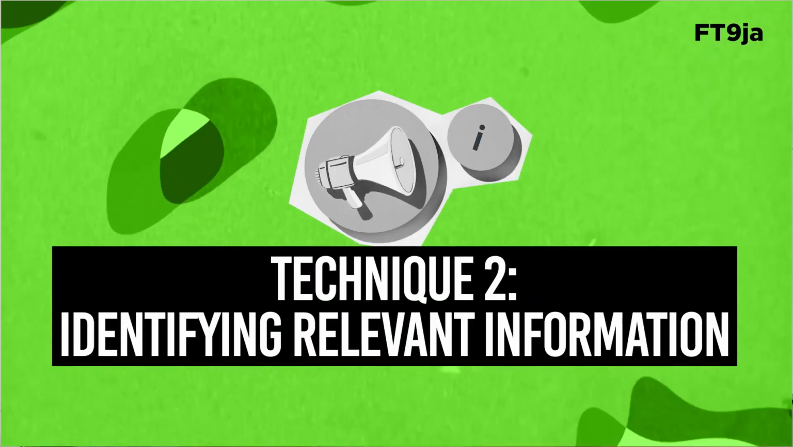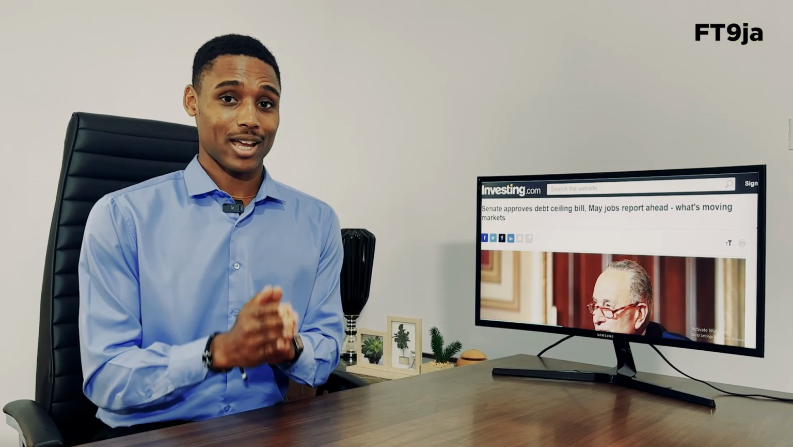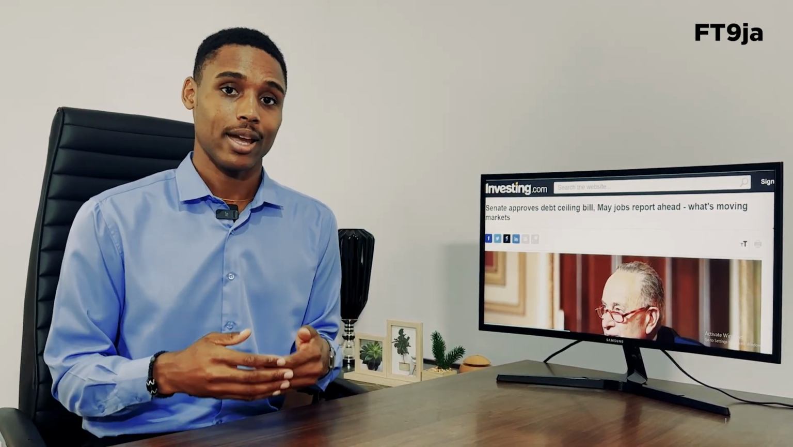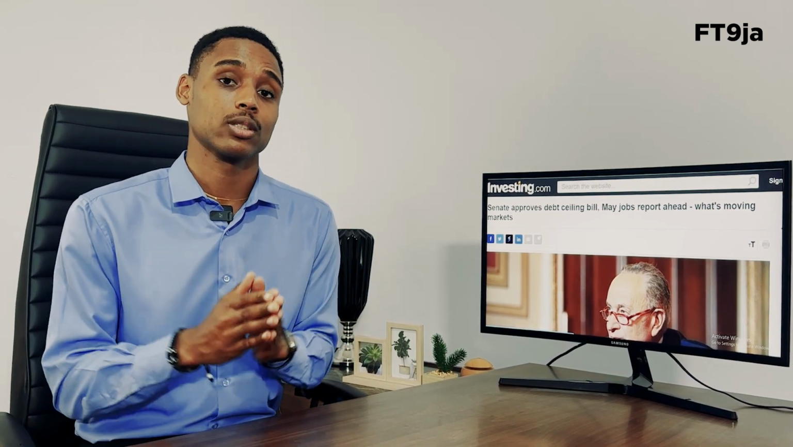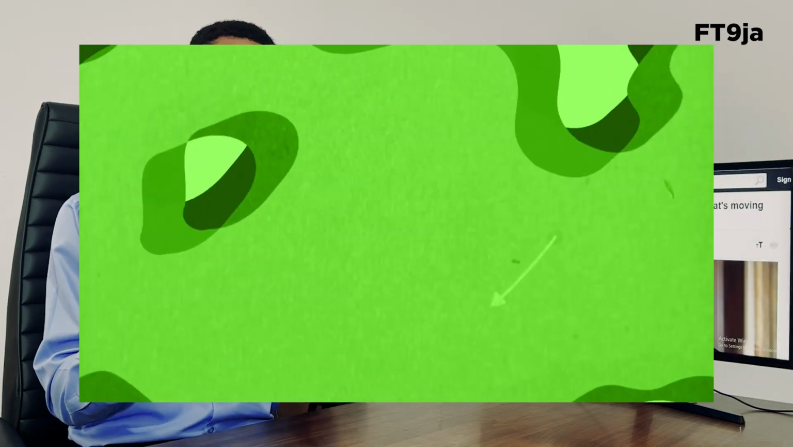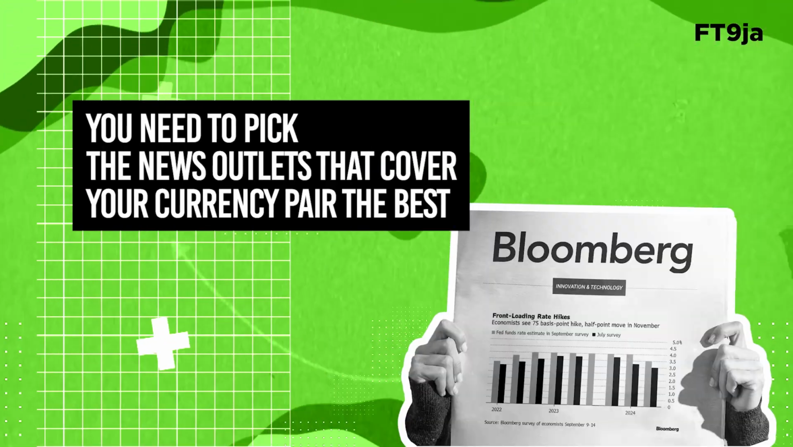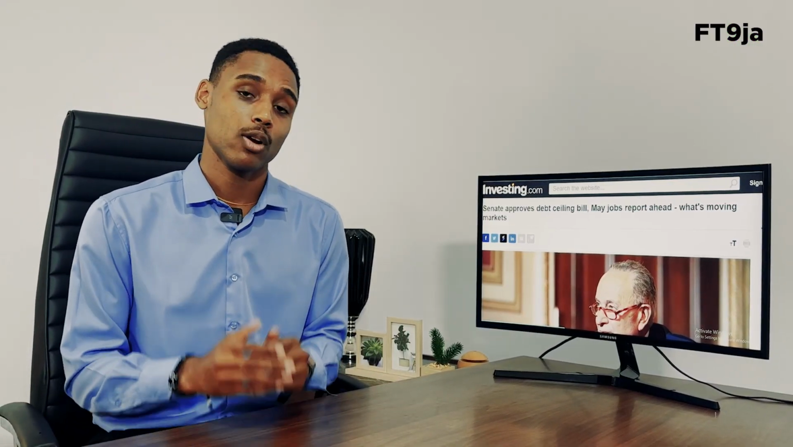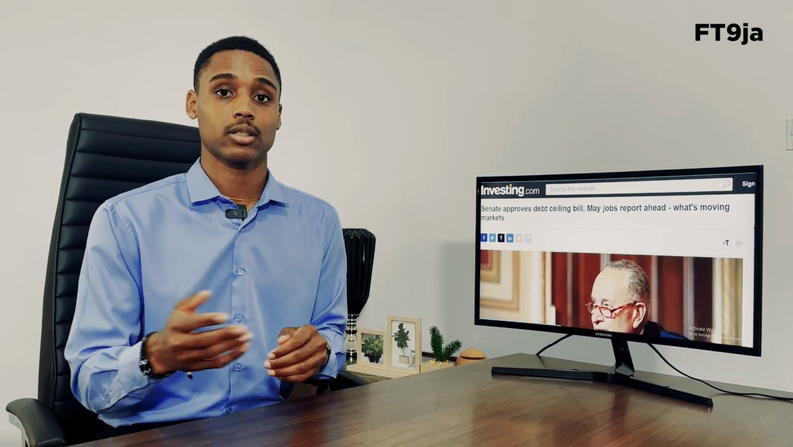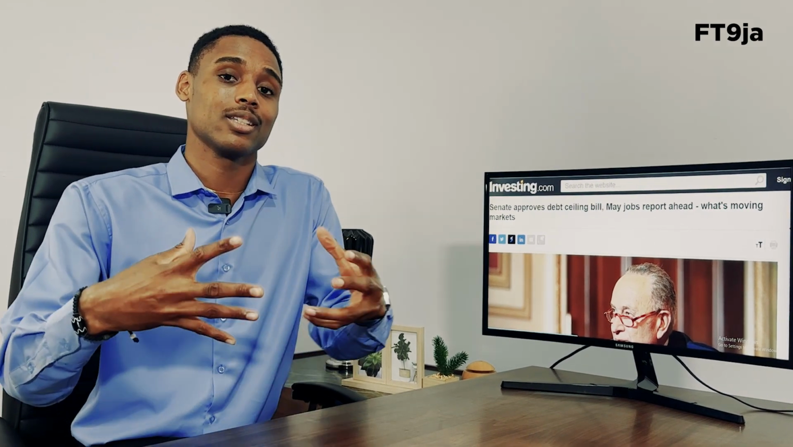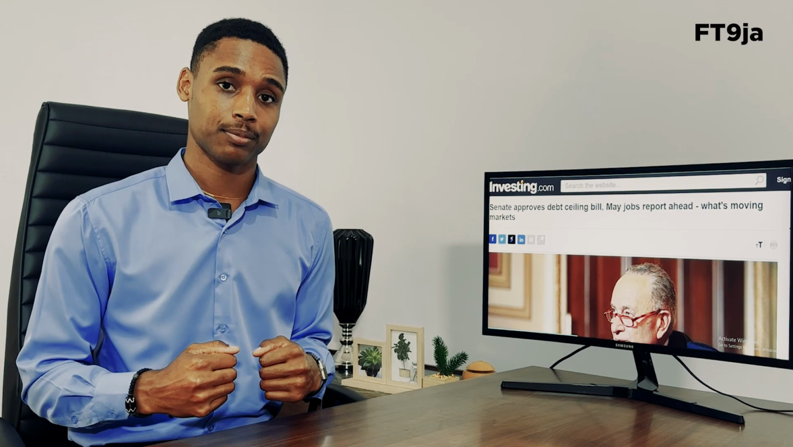Next, you need to identify the relevant information. There is a lot of news out there. Every single day, tens of thousands of news articles are published. And in order for you to sort through that mess, you're going to need a technique. The technique that we have is that you need to pick the media outlets that cover your currency pair the best. If you are focused on the dollar, pick US outlets. If you are focused on the euro, pick European outlets, and so on. Why? They're going to give you the best analysis because that currency is most relevant to them.